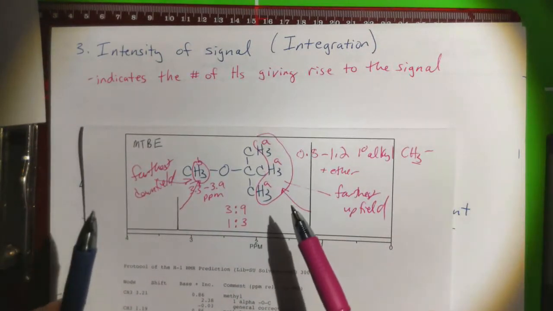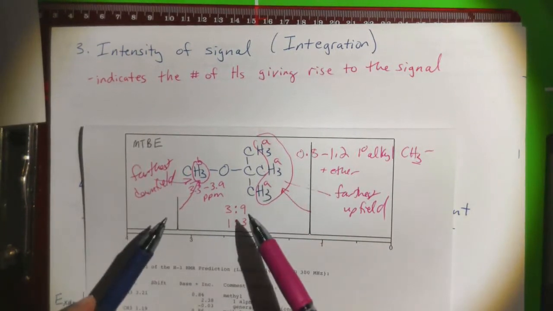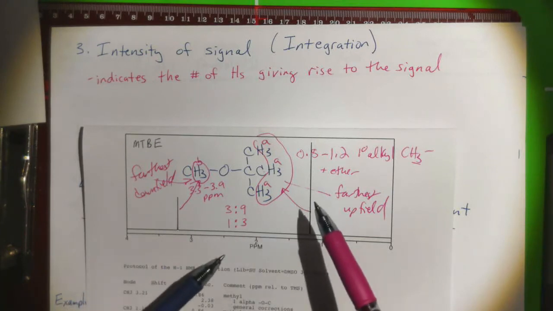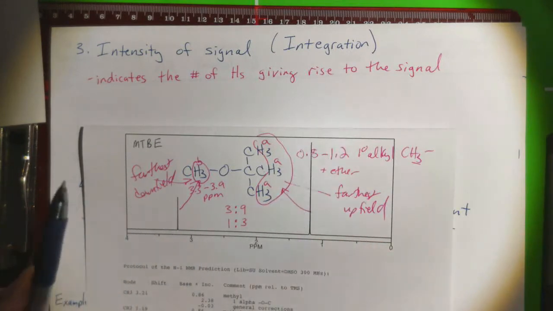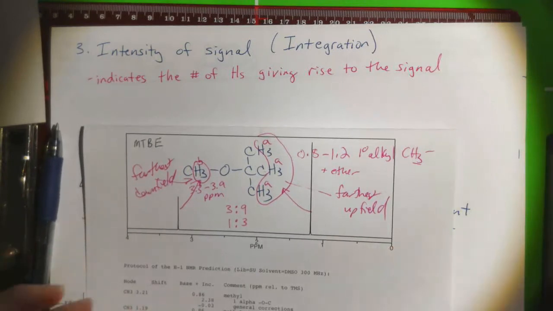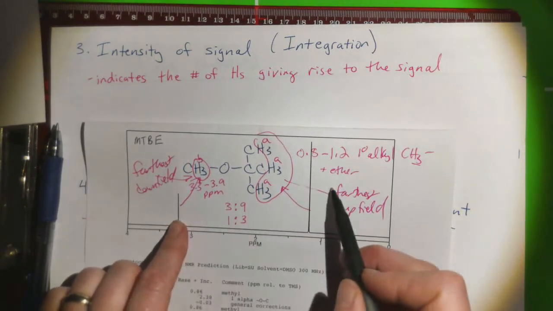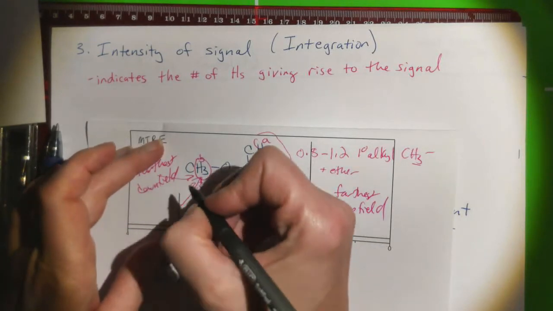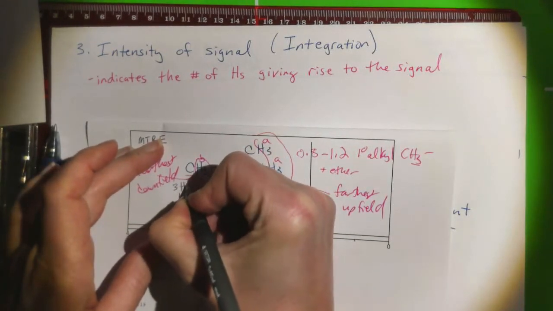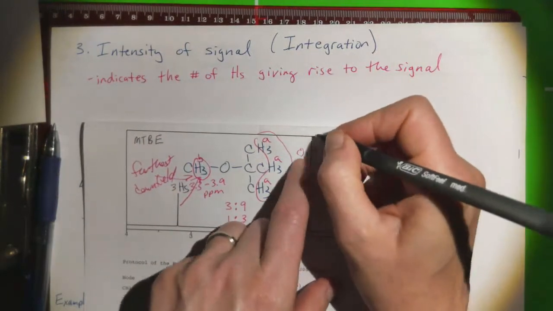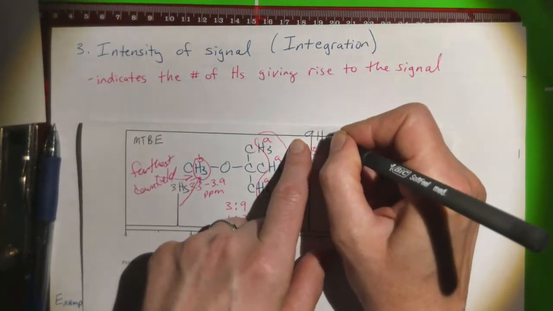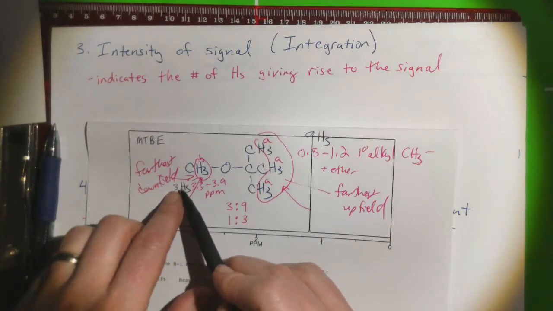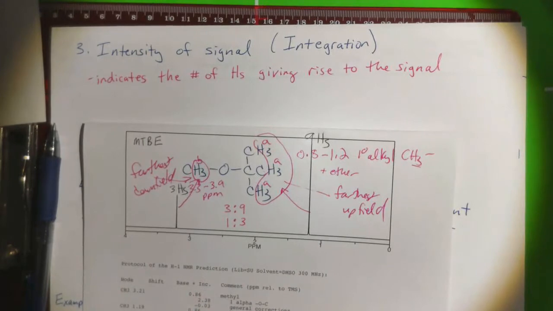Now, I'm not going to give you practice with proton NMRs where you're given the integrations, but I will give you the integrations on the exam. How will those look? For this problem, what I could do is above this signal, I could write 3 H's, and above this signal, 9 H's. Or I could do 1 to 3.